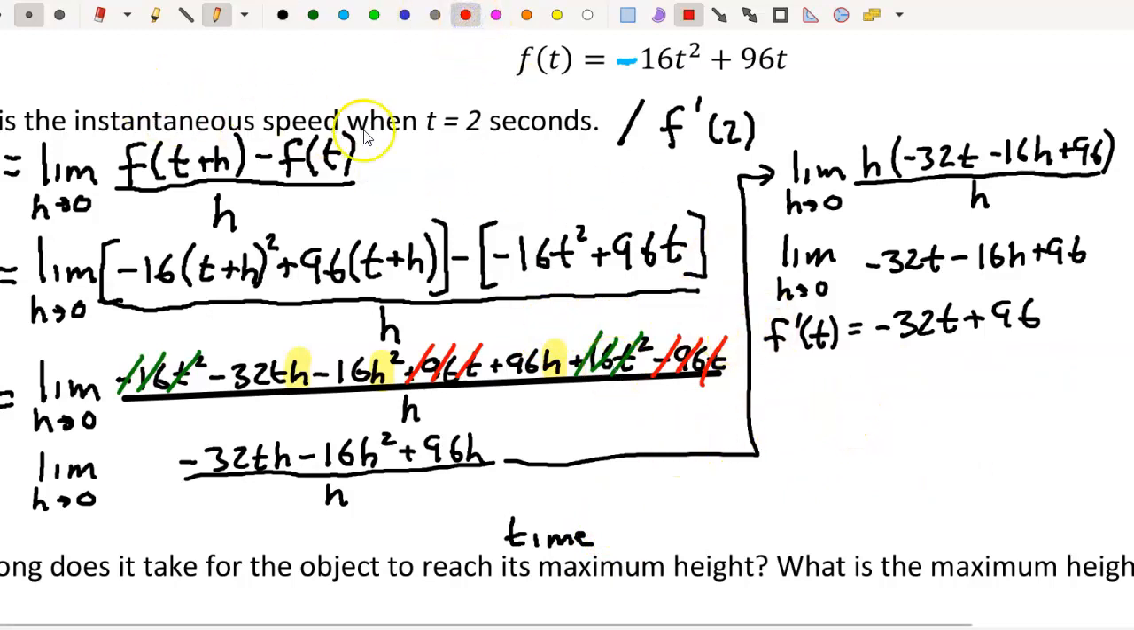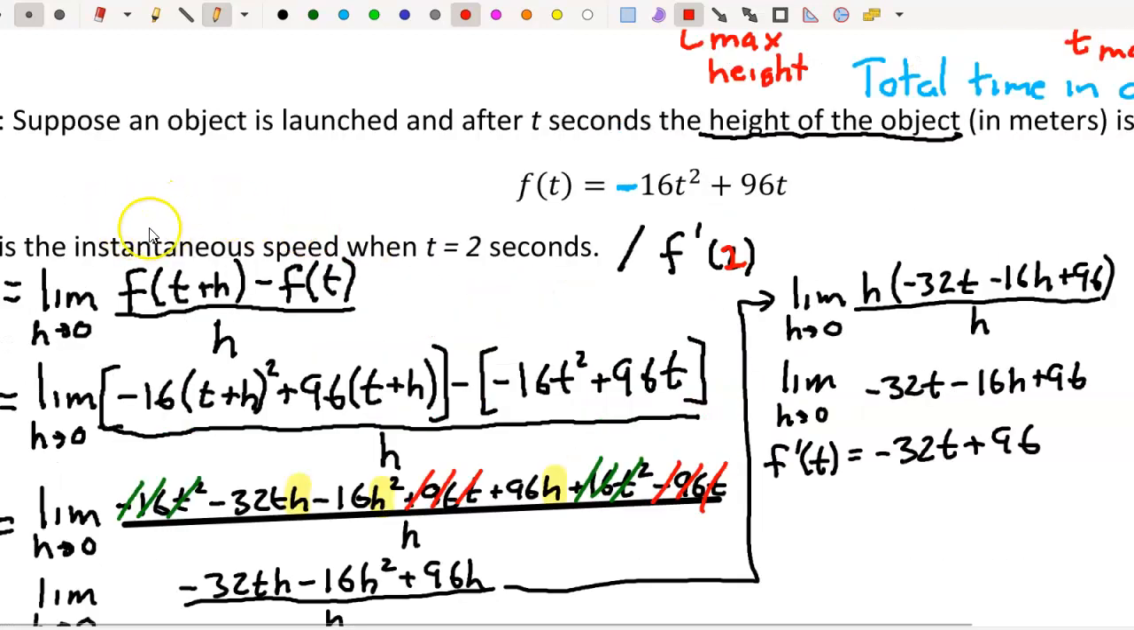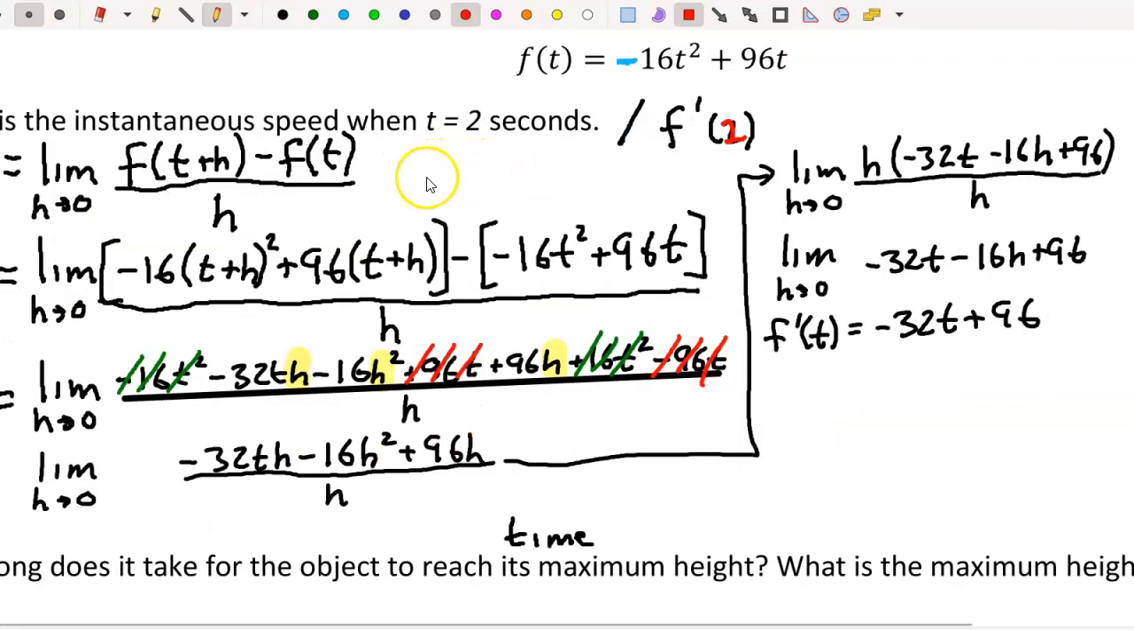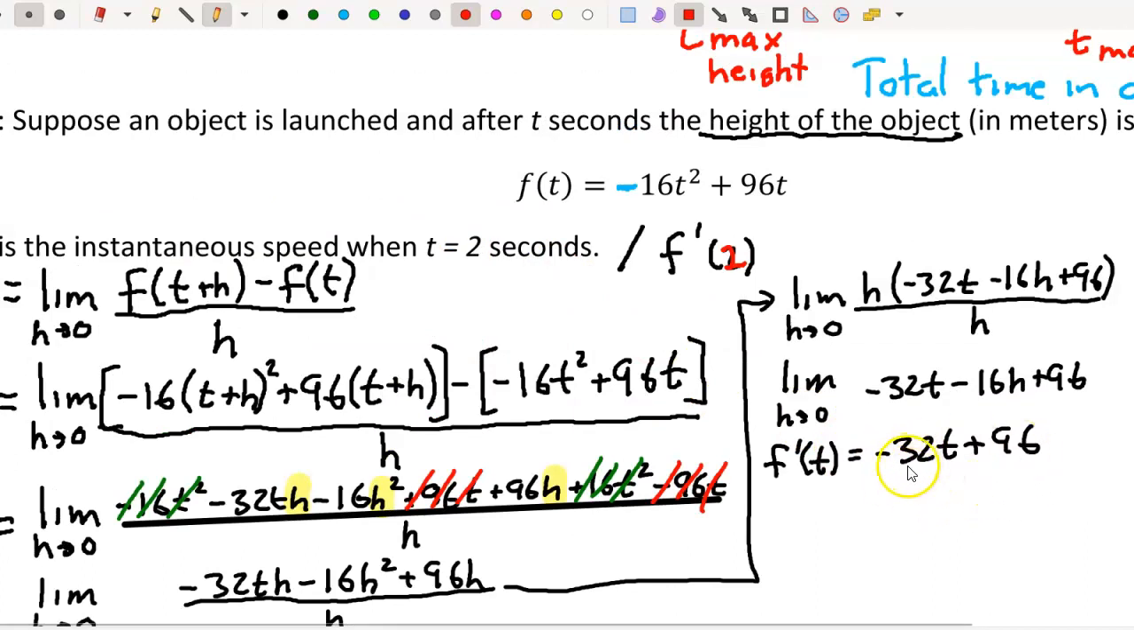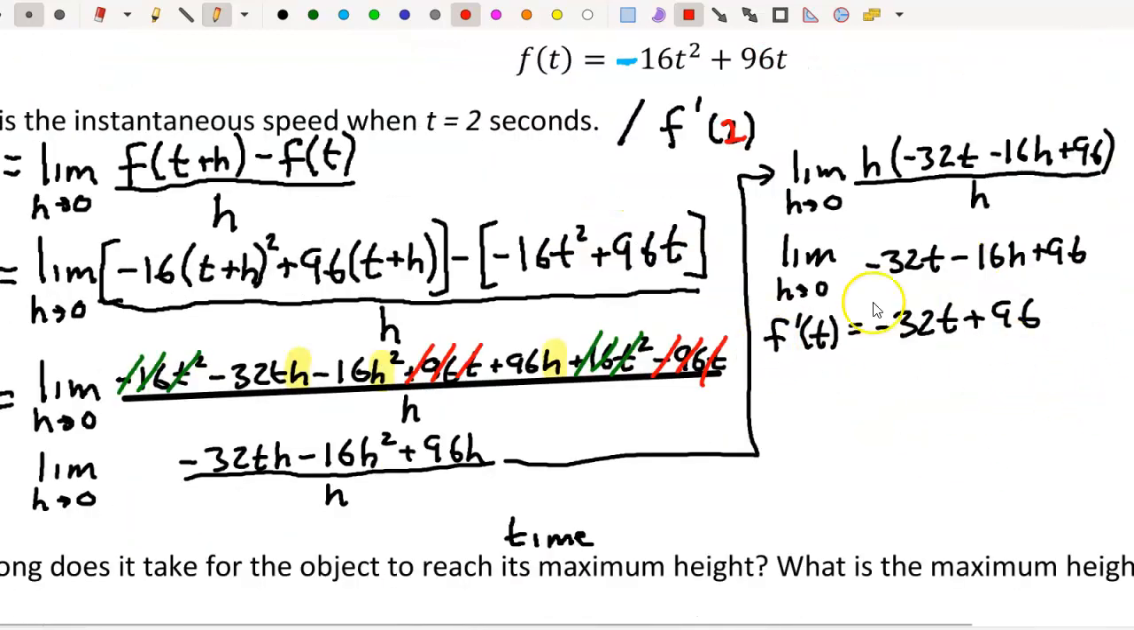So, now, we did step 1, right? We found f prime of t, but now we need to plug in 2, right? Because that was the original question. How fast is this thing going at 2 seconds? So, now with this equation, I can find out how fast it's going at any time. At 1 second, 2 seconds, 3 seconds, 4 seconds, 5 seconds, 6 seconds, I can find out how fast the thing is going at any given point, right? But this particular question is asking just at 2 seconds.